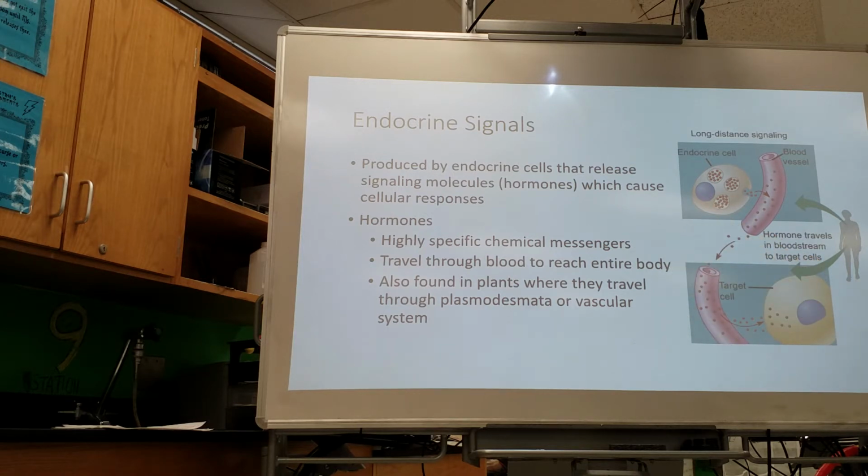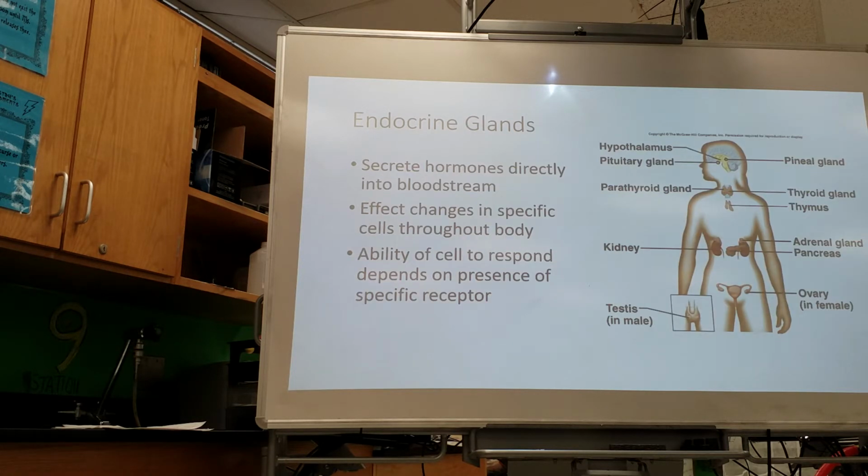You can have long distance travel, so you have endocrine signals which use hormones that travel through the blood. You can also have hormones released in plants. They can travel through a plant's vascular system or directly from plant cell to plant cell through plasmodesmata. We have a number of glands in our body that release these hormones.